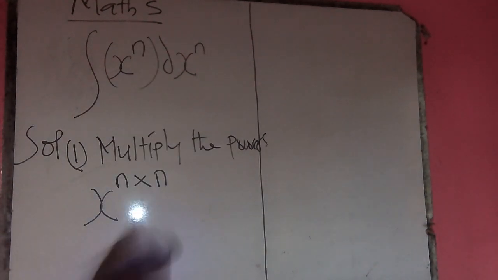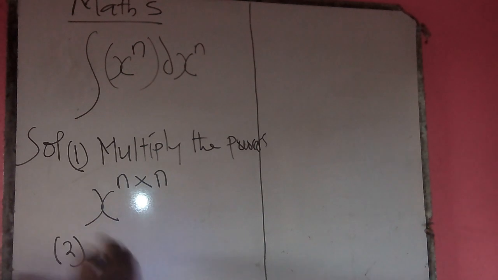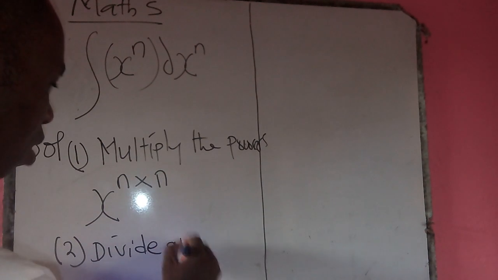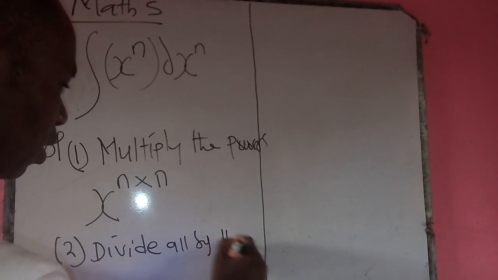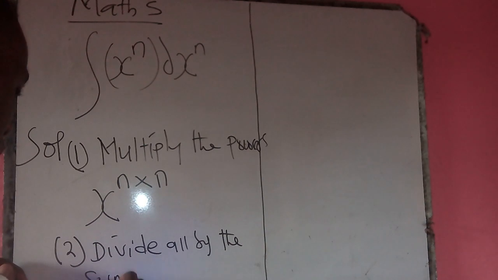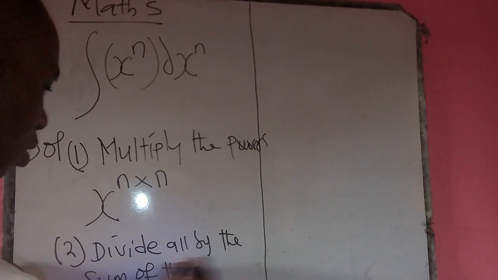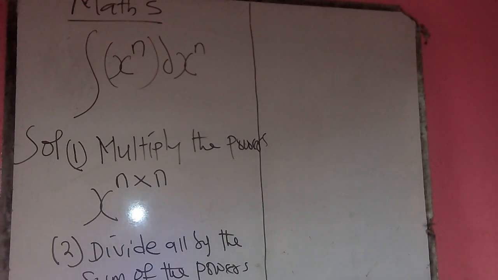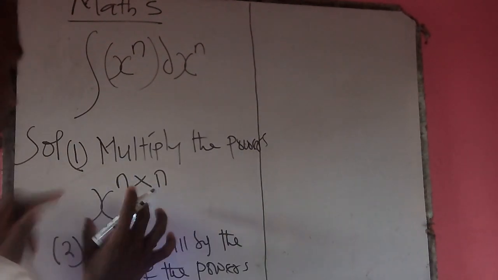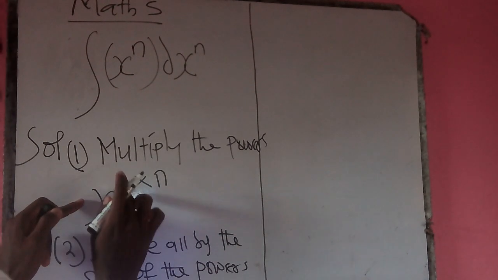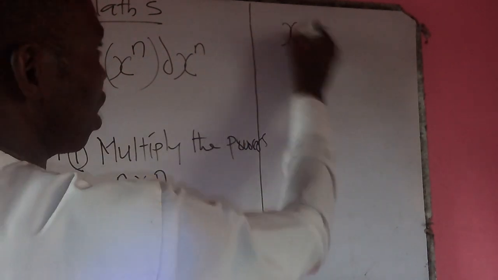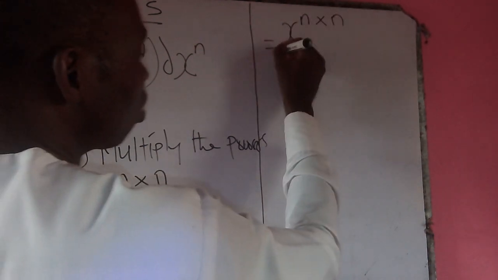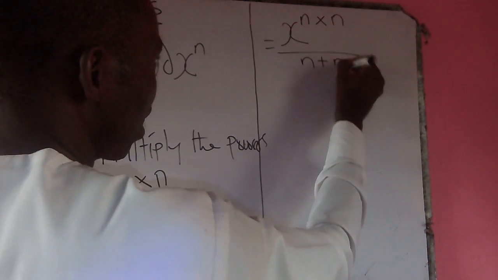Okay. Then step 2, divide by the sum of the powers. If you divide all by the sum of the powers, it will now be all this over this plus this: x to the n times n, all over n plus n.